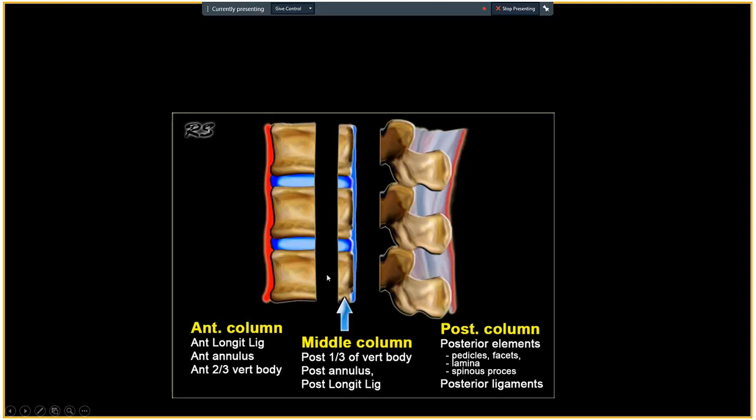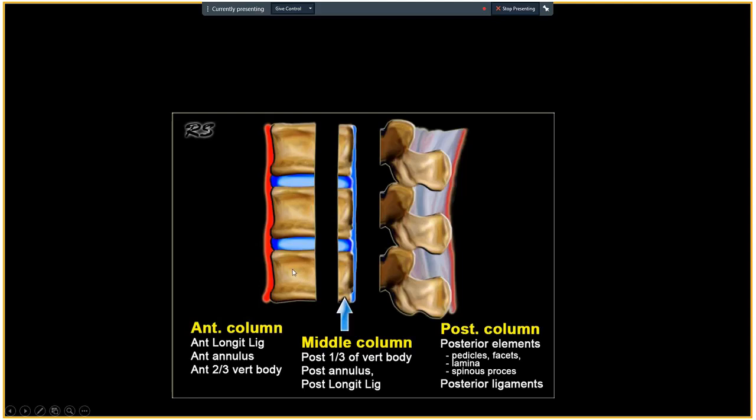Now the key to understand is that you require 2 out of 3 columns to be intact to provide stability to the spine. Therefore, when you observe some of the fractures and dislocations in the cervical spine, or anywhere in the spine in fact, you should evaluate that.